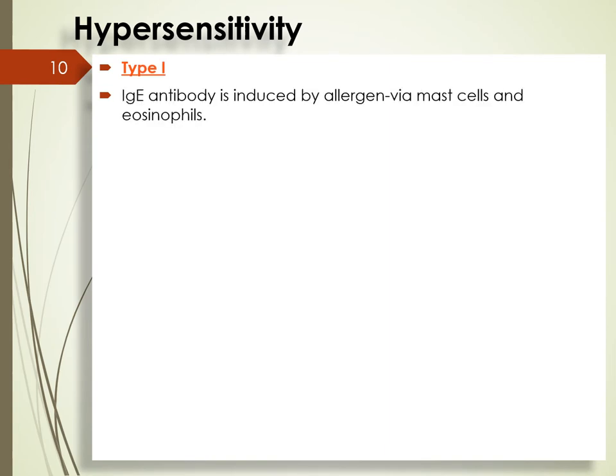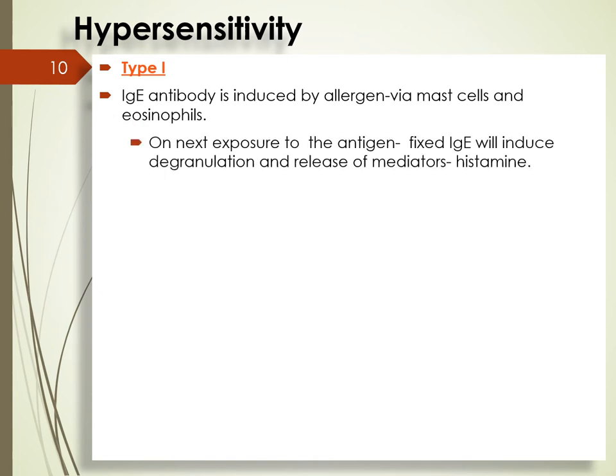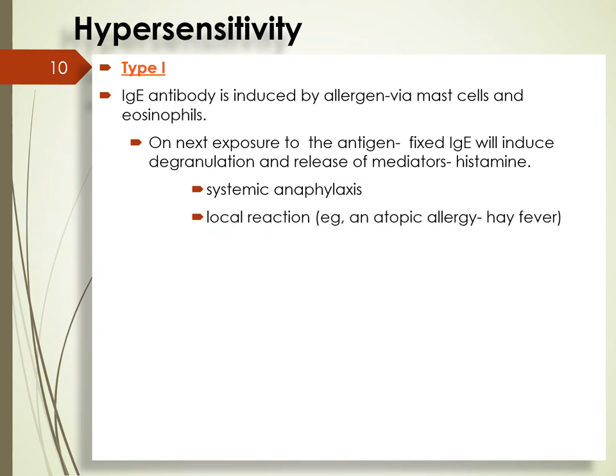For type 1, what's involved here is the production of your IgE antibody, which will be induced by allergen via the mast cells and eosinophils. These are the players, mast cells and eosinophils. Thus, on the next exposure to the antigen, IgE will be induced, and it will induce degranulation and release of your mediator, specifically your primary mediator for your type 1 allergic reaction, which is histamine. It can produce systemic effects like anaphylaxis and local reactions, in cases like atopy, topical allergy, and hay fever.